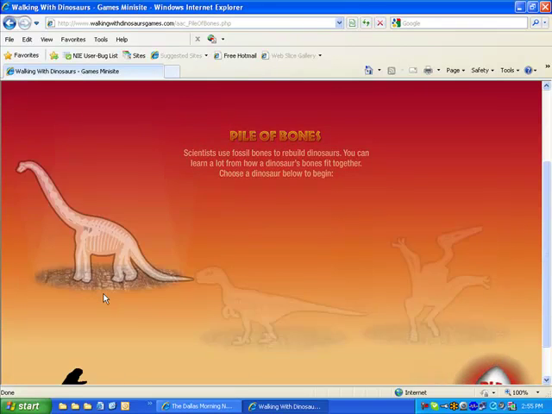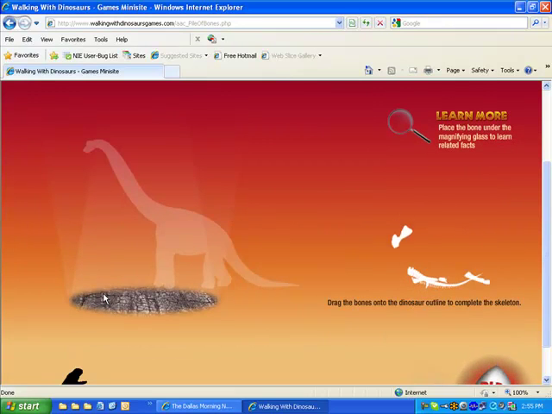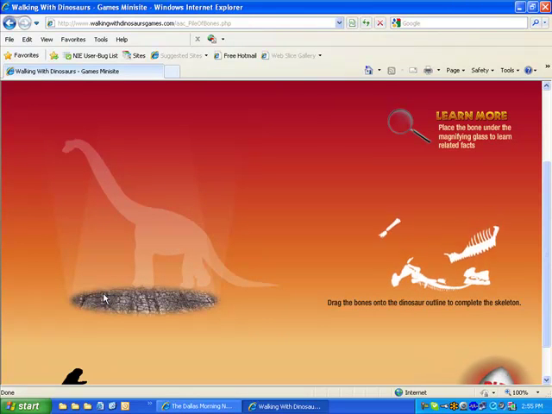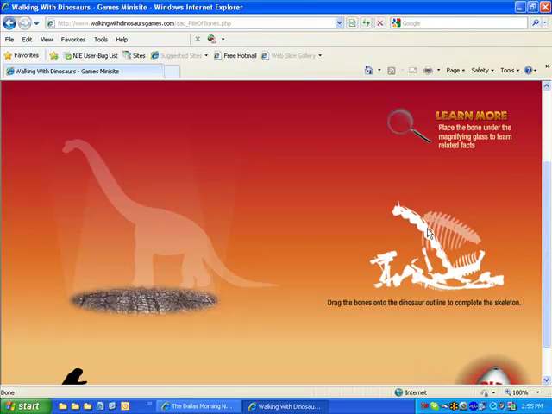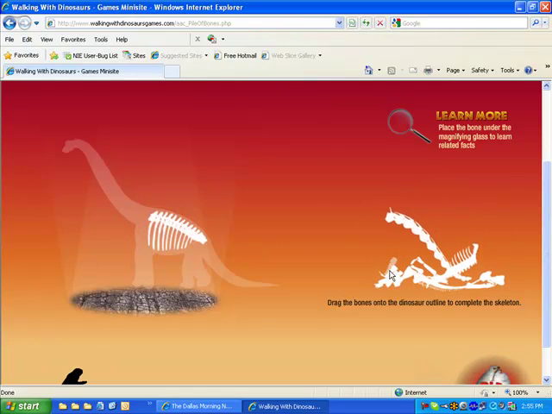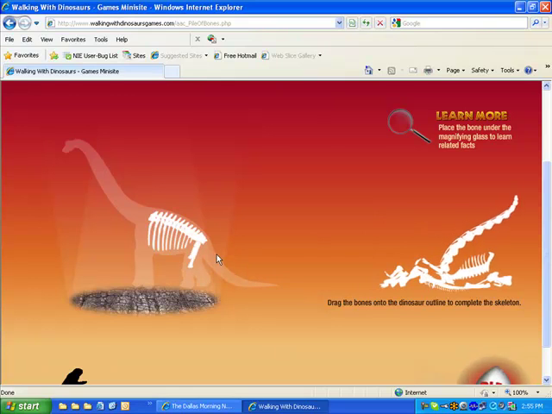After your students pick a dinosaur, they can fill in the outline by dragging bones from the pile to the part of the dinosaur's body where they think it's going to fit. If a bone doesn't fit into the dinosaur or there isn't a proper match, it'll go right back to the pile.